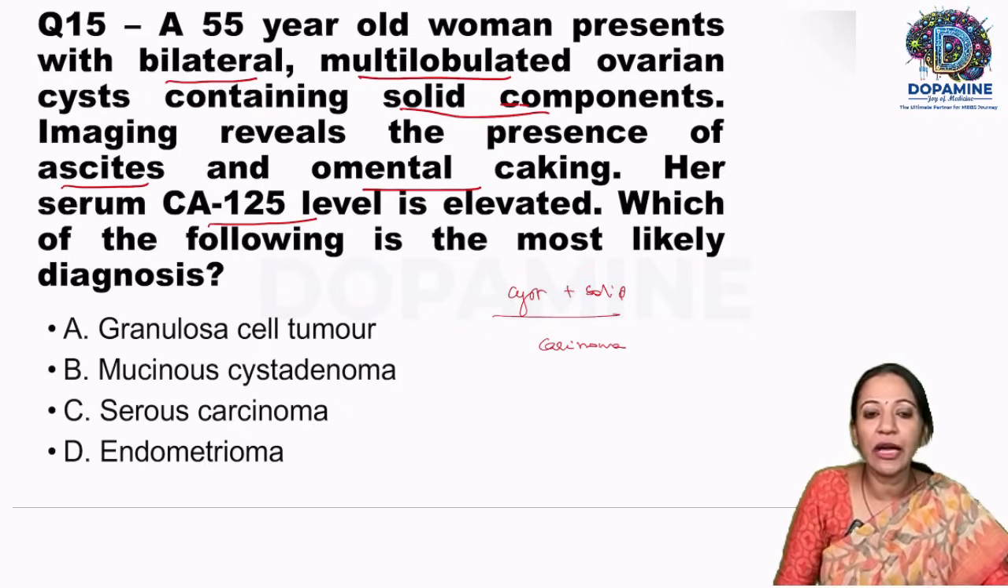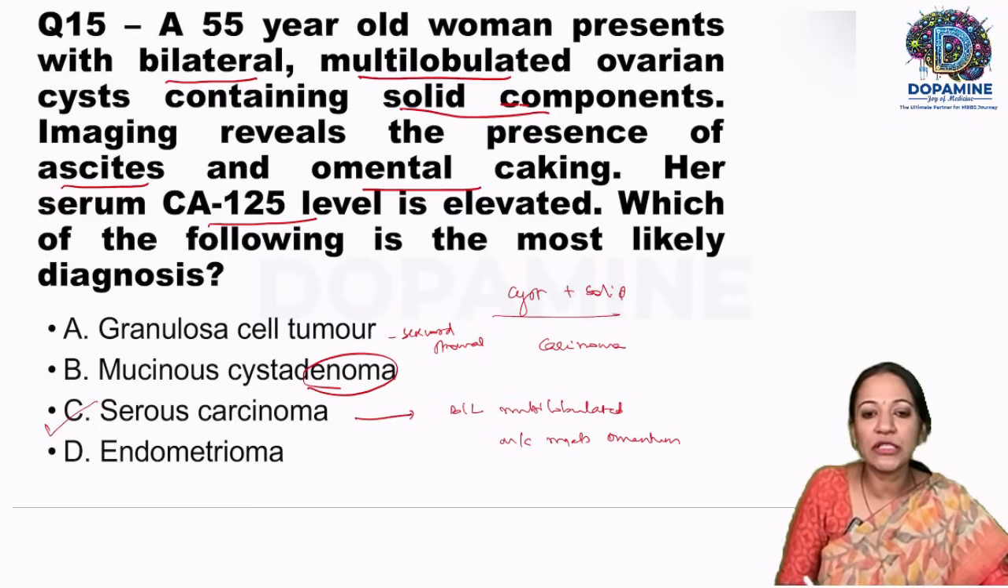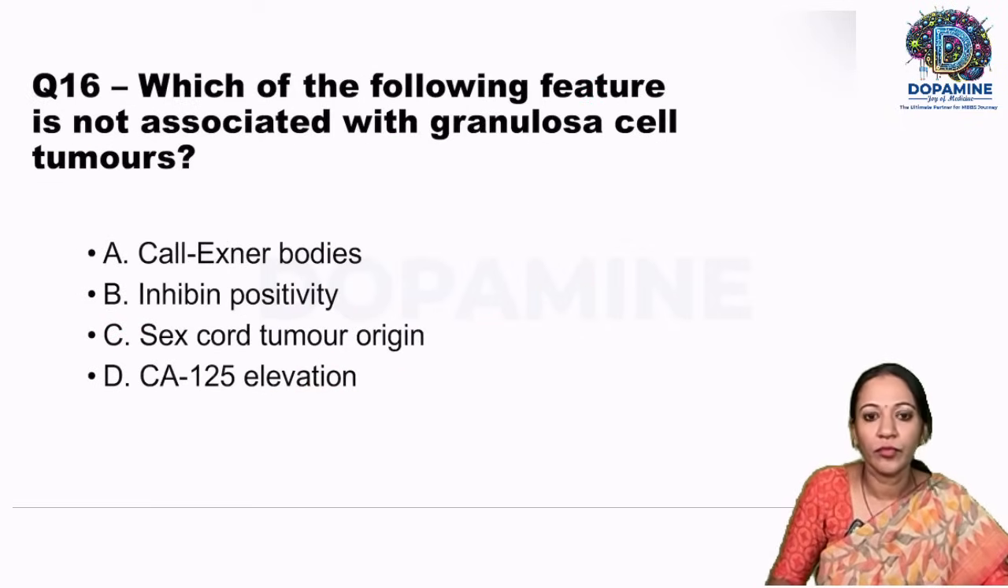Here we have granulosa cell tumor, which is actually a sex cord stromal tumor. Mucinous and serous are the two options. Mucinous adenoma is benign, so the right response here is serous carcinoma. Remember, serous tumors are always bilateral, multilobulated, and most commonly metastasize to the omentum. So here the right response is serous carcinoma. Endometrioma has nothing to do here.